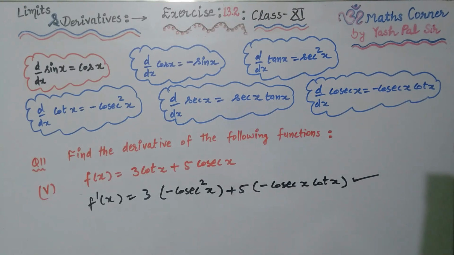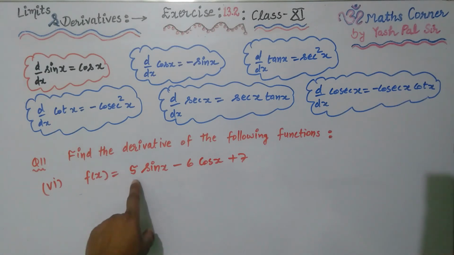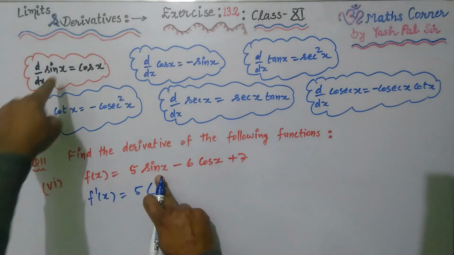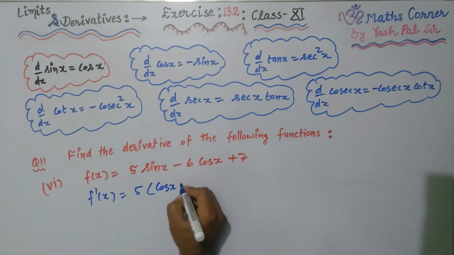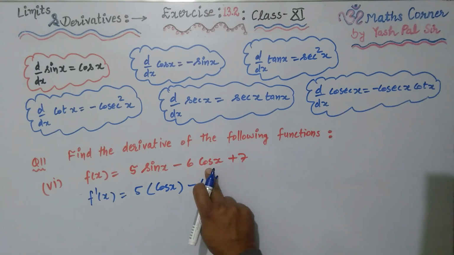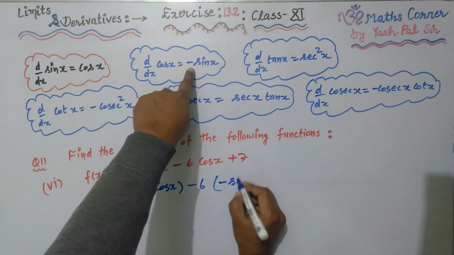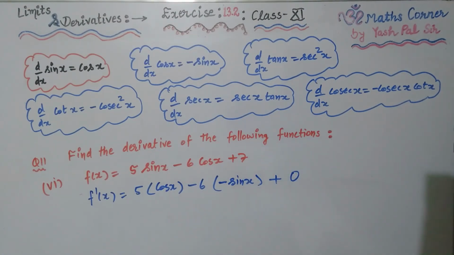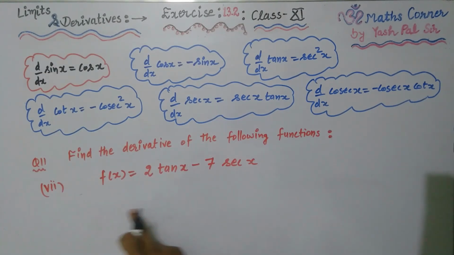Okay. Now next part. Question is, find the derivative of 5 sin x minus 6 cos x plus 7. So here f dash x is equal to 5 into derivative of sin x is cos x minus 6 as it is. Derivative of cos x is minus sin x plus 7 constant. Its derivative is always equal to 0. So we have 5 into cos of x plus 6 into sine of x as the result, derivative of this function.